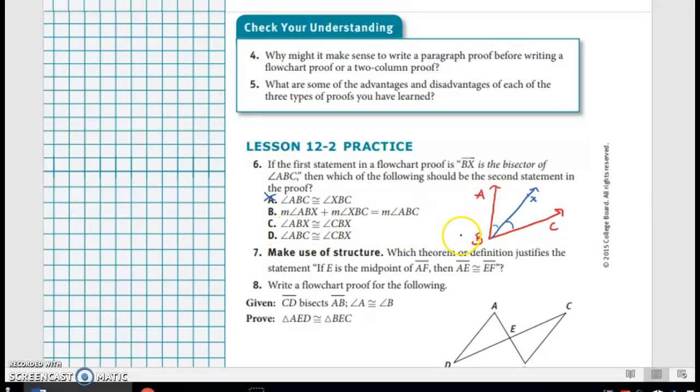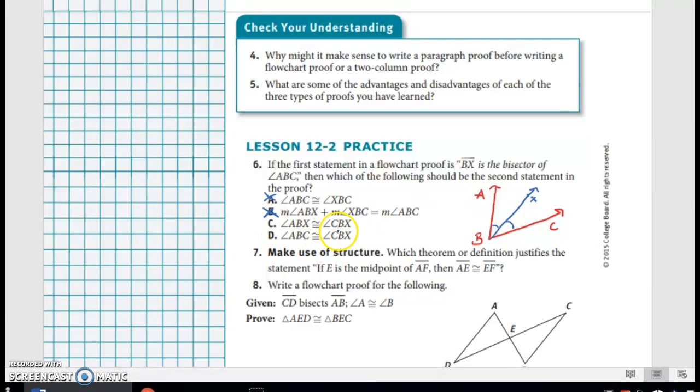B, the measurement of angle ABX plus the measurement of angle XBC is equal to the measurement of angle ABC. Now we weren't actually told anything about the measurements, and without that next step in the proof saying that this angle is congruent to that angle, this is just my conjecture and it's not actually in the proof. So no to B.